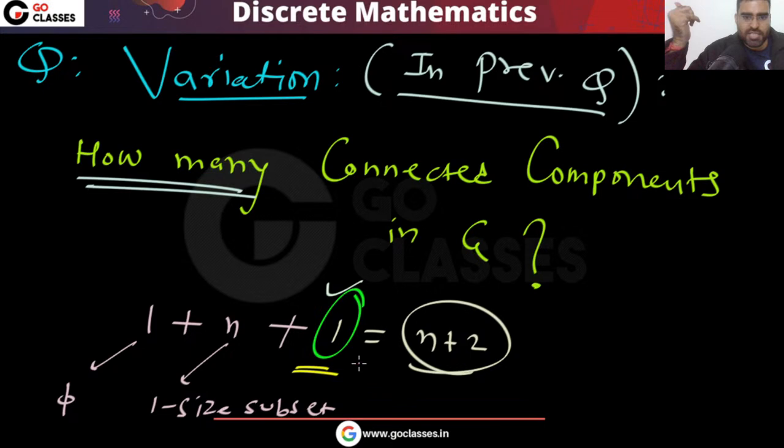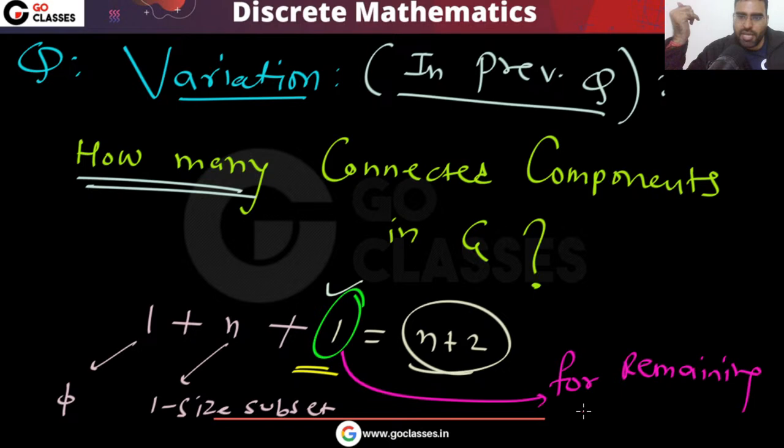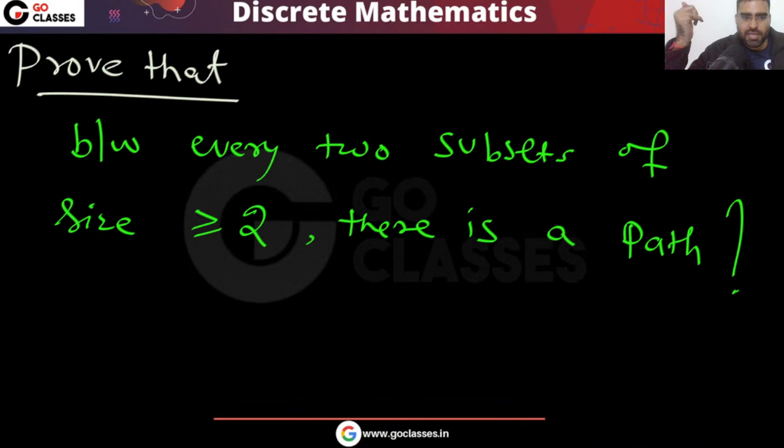You are saying that the remaining will be one component, that for all the remaining vertices, there will be one component. But how can we prove it? First of all, is this statement true or false? If I say there is an edge, is this true or false? Tell me, true or false?